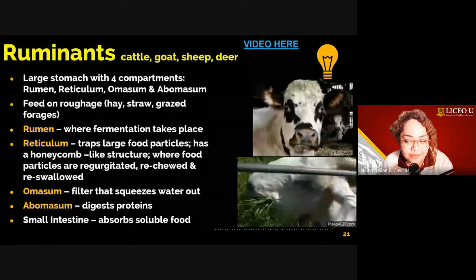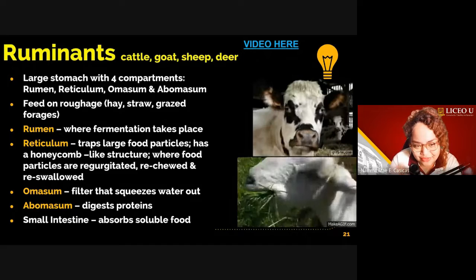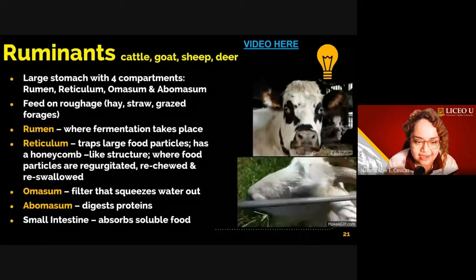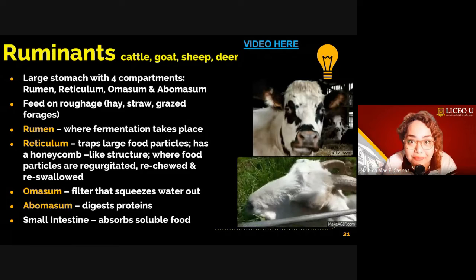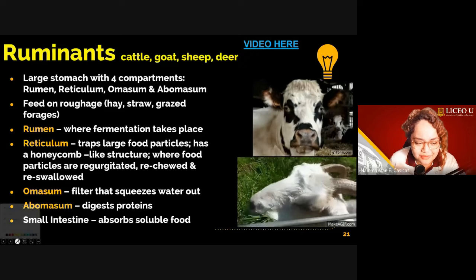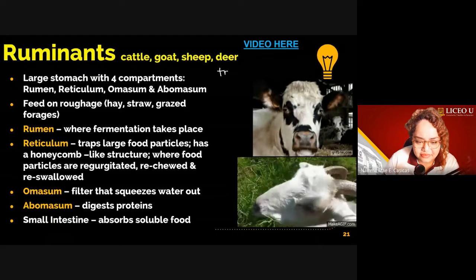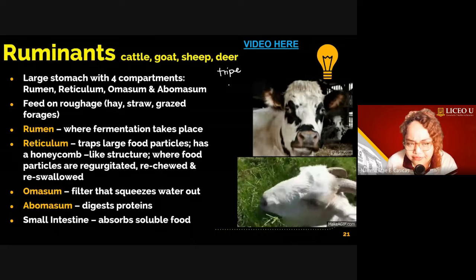And then, step two, proceed din siya sa reticulum where it traps large food particles and has a honeycomb-like structure. Mao ni siya ang ginakaon ninyo, tripe. Have you heard of that? Wala ko kabaluson sa Bisaya. Nakalimot ko sa Bisaya aning tripe. Kana murag towel? Tuwalya? Have you heard of that? Nakakaon mo ana? Do you eat that?